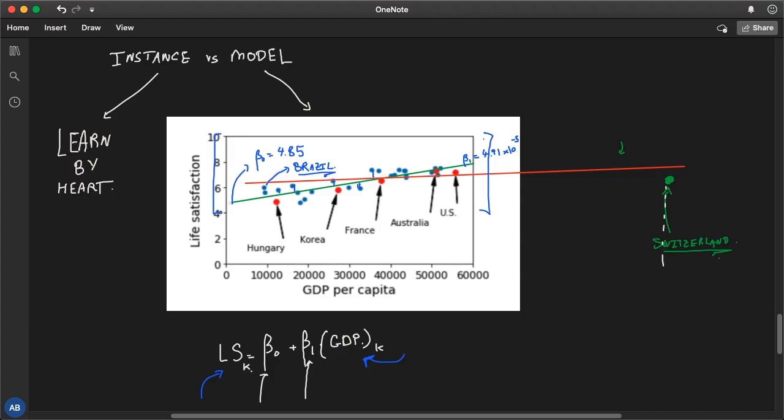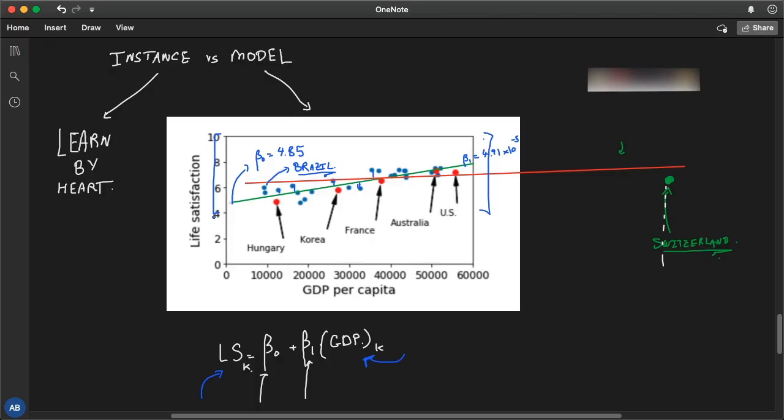Especially for extreme cases, the very rich and very poor countries. Now, keep in mind that it is crucial to use a training set that is both rich and representative of cases you want to generalize to. This is often harder than it sounds. If the sample is too small, you will have sampling noise. Even large samples can be non-representative if the sampling method is flawed.